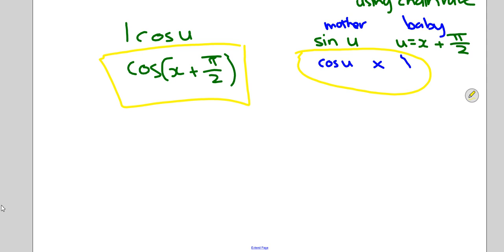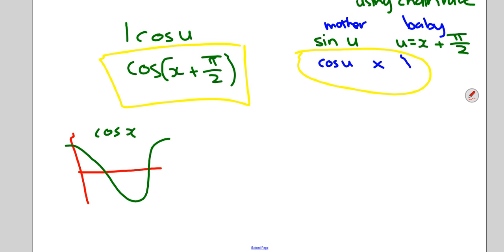I don't have much blue space. That's right. So let's do a quick sketch. Here's regular cos x. If you shift cos x according to that, remember the period is 2 pi. According to this, has cos been shifted left or right? Left. How many units? Pi over 2. So where is that on here? Where the bottom would be at the origin.